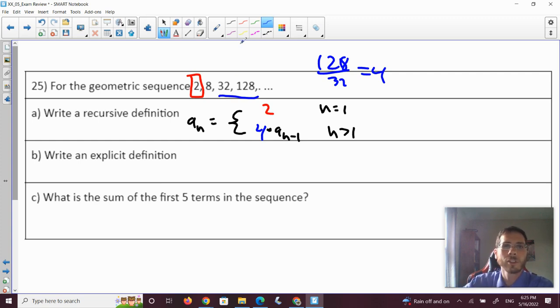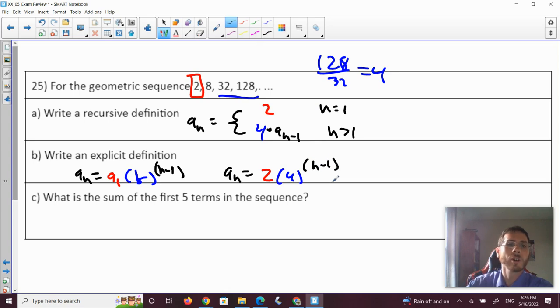For the explicit definition, we're going to use the form a sub n is equal to a sub 1 times, well, I guess we're going with r because we want to use their terms, r to the n minus 1. So a sub n is equal to the first term, which is 2. For r, we're multiplying by 4 every time, so 4. And then my exponent is going to be n minus 1.